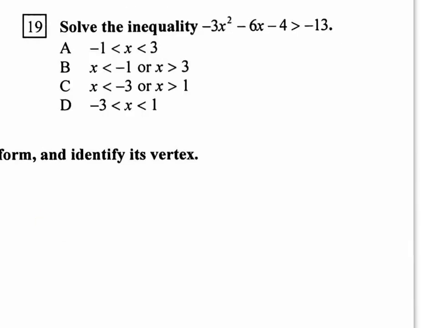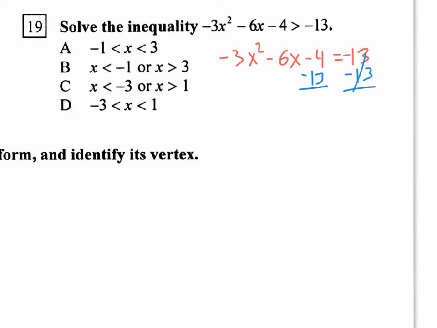Number 19, it's solving the inequality. It's a quadratic inequality. And I don't know if you guys remember how to solve quadratic inequalities. You have to pretend that it's an equation. So you're going to pretend it's an equal sign, and you're going to solve it as if it were an equation. And if that were the case, you would want to set it equal to 0. So subtract 13 to both sides.